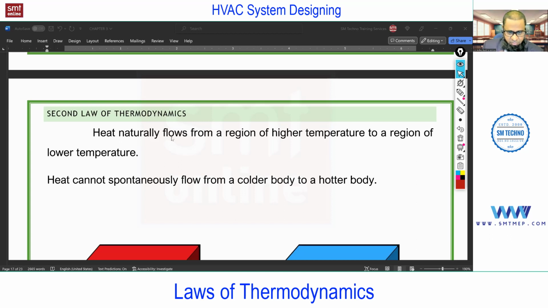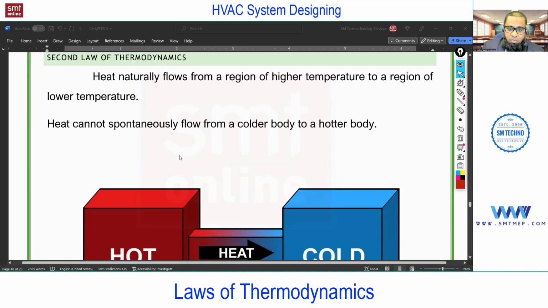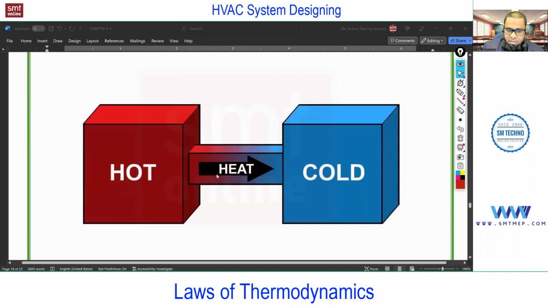You see, heat naturally flows from a region of higher temperature to a region of lower temperature without any system or without any work on that particular system. But heat cannot flow from a cooler, a cold body, a low temperature, to a high temperature or hotter body. If you want to do this, then we require a system. First case, hot and cold: when you physically connect them, automatically the heat will start transferring from the hot body to the cold body without any additional work or additional system.